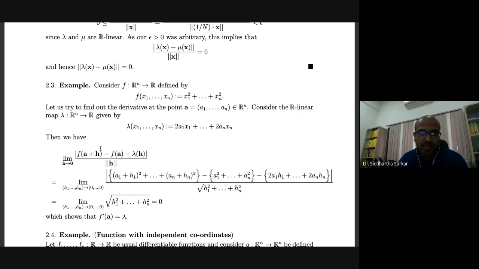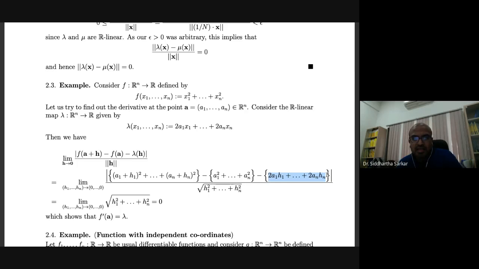Okay, so if a plus h is nothing but this particular expression over here, the coordinates of a plus h are pointwise sums of the coordinates. So this is a1 plus h1. The second coordinate is a2 plus h2. The nth coordinate is an plus hn. So I get the sum of the squares of those. And then f(a) I subtract over here. And then the last linear map, I compute it at the point h1, h2 up to hn, which is this particular term.